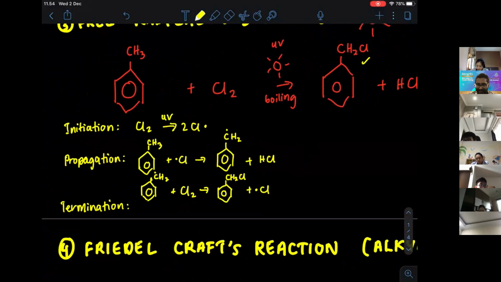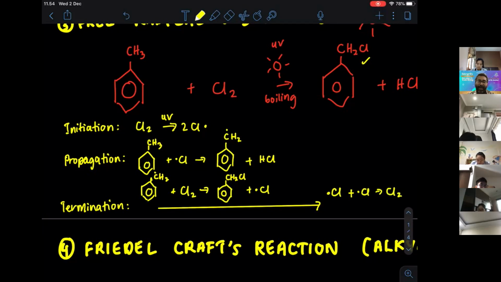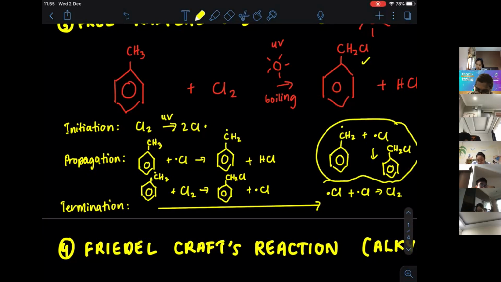And how about termination? There are a lot of reactions that you can consider as termination. So let's say I want to write two steps for termination. Cl dot plus Cl dot, that's going to be Cl2. That's one of the reactions for termination. But in this case, if you want to also write like this, that's also fine. CH2 dot, let's say reacts with Cl dot, and then they give you CH2Cl. That's also another step for termination. So this one we have learned earlier.